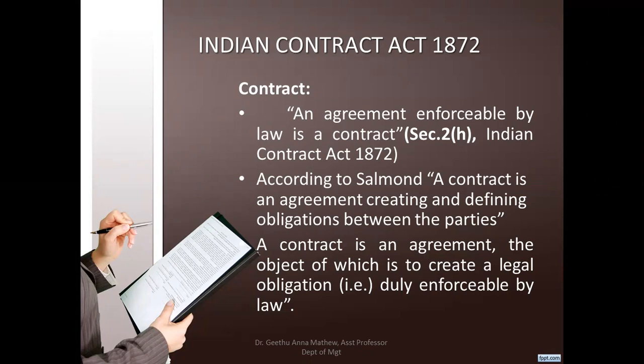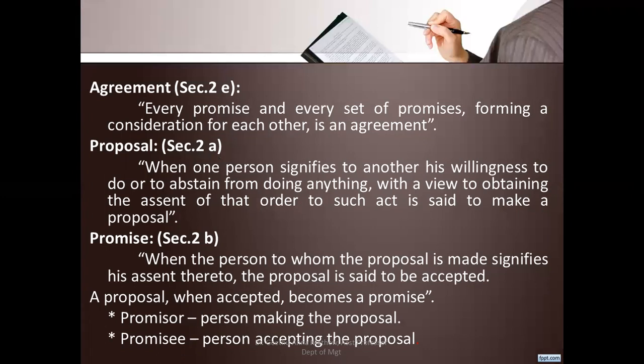According to Section 2(h) of the Indian Contract Act 1872, a contract is an agreement enforceable by law. There are a few other definitions also. According to Salmond, a contract is an agreement creating and defining obligations between the parties. A contract is an agreement, the object of which is to create a legal obligation duly enforceable by law. So, for example, if two persons agree upon certain things and it has the backing of law, it is called a contract.